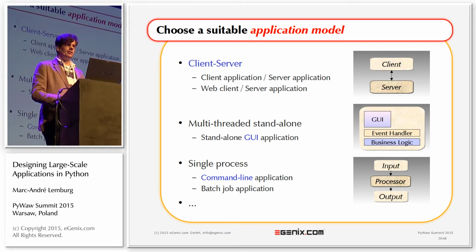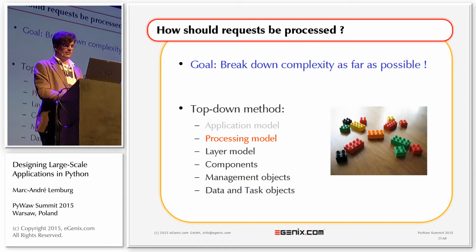Right, so what's an application model? Well, it's basically the choice of where you want to have things happen in your application. You have the client-server model, which is very common. You can have a multi-threaded standalone application. You can have a single process, like a piping kind of application, where you just put in things on one side, process them, and then output them on the other side. There are various other models, and I'm not going to go into detail there. The most common one that web people usually have to deal with is the client-server one. So that's probably what you're going to use.